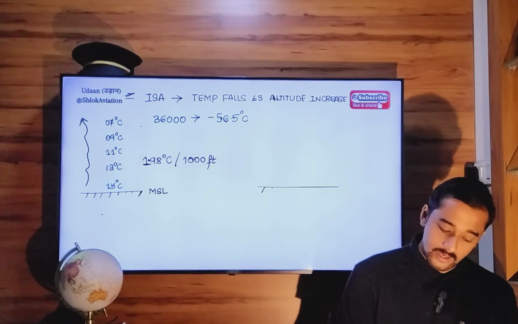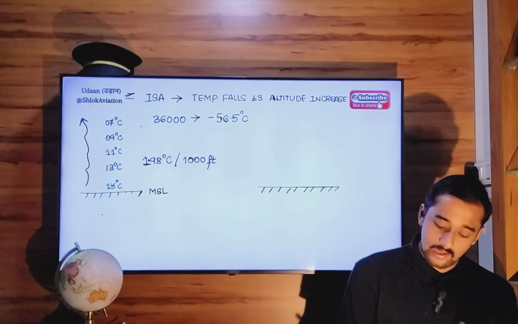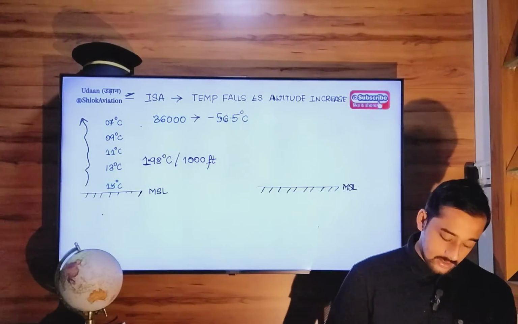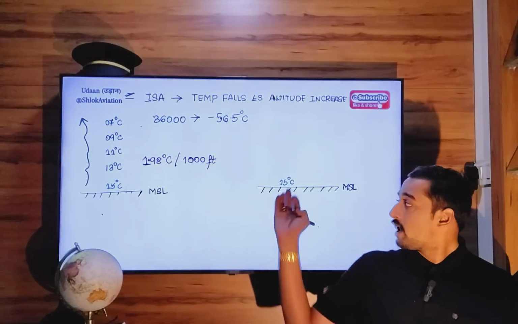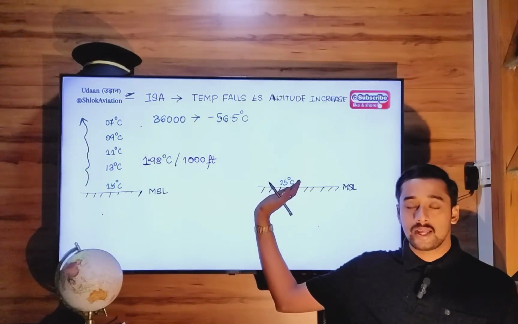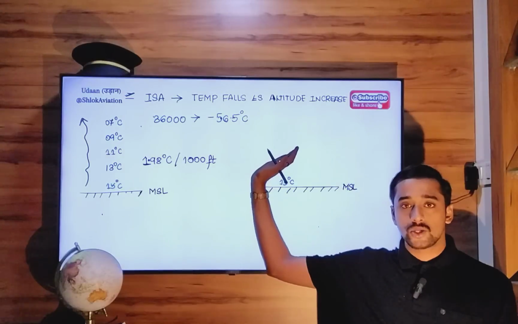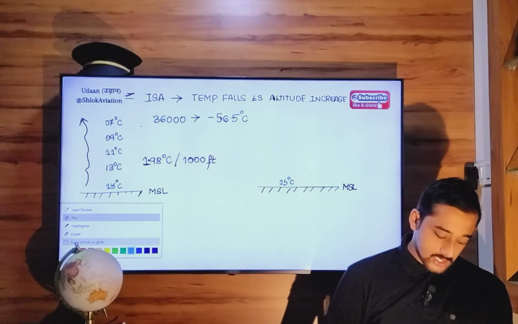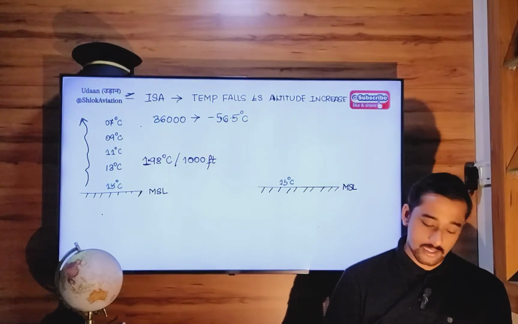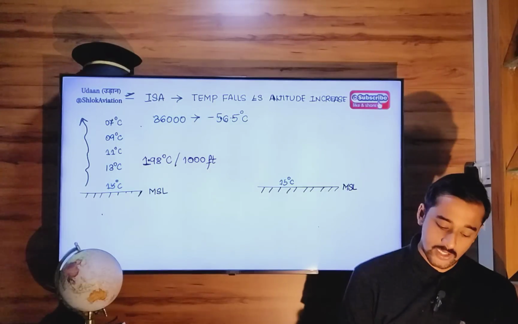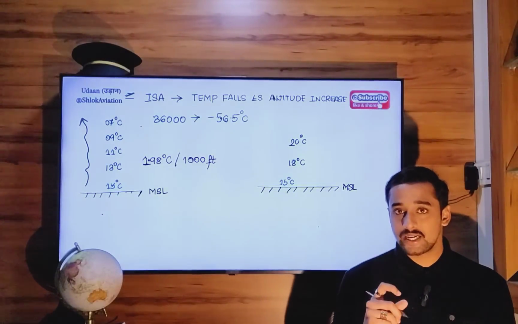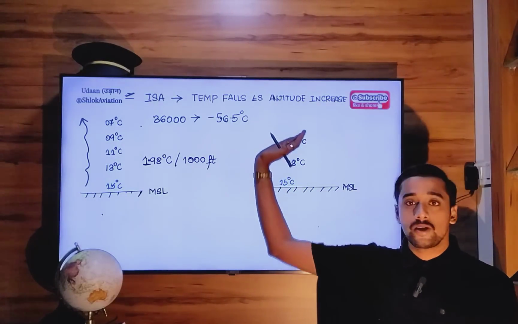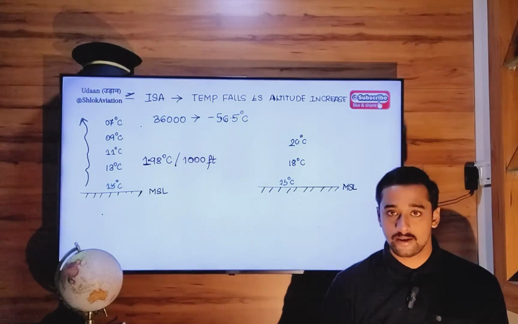This is your ground surface, same ground surface at mean sea level. The temperature at mean sea level as per ISA should be 15 degrees Celsius. Let's say as you go higher from mean sea level, that is you climb from mean sea level to 1000, 2000 feet, and temperature instead of being anything less than 15 degrees Celsius is more than 15 degrees Celsius, meaning 18 degrees Celsius, 20 degrees Celsius, so on and so forth. So this particular atmospheric layer will be called inversion layer.